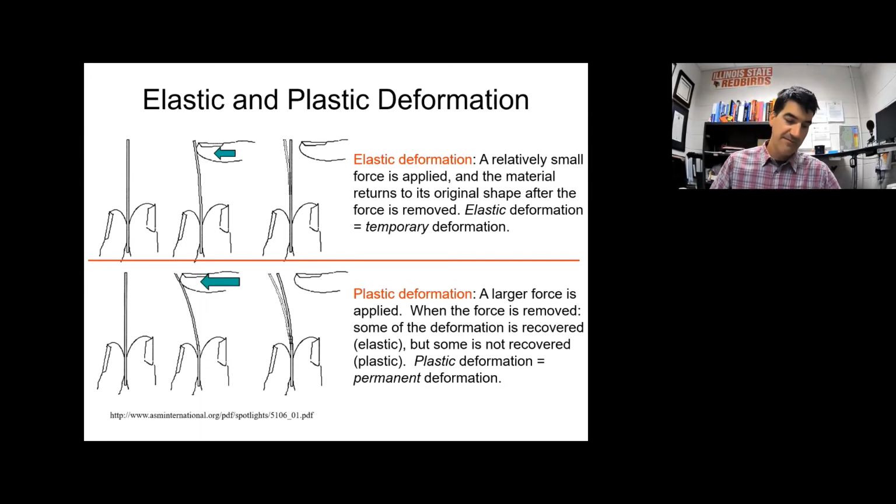So if you've got plastic deformation, you already had some elastic deformation. And when you release the load, you're going to get the elastic deformation back. It's going to spring back a little bit, but it's not going to spring back all the way because you deformed it plastically.